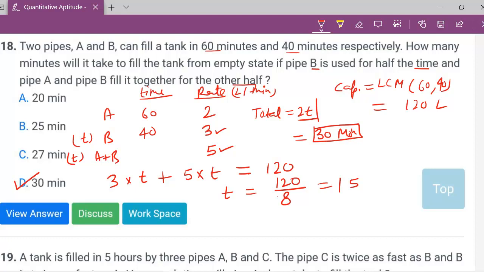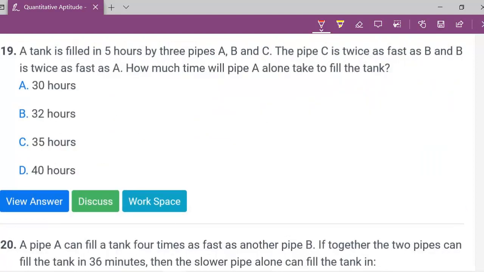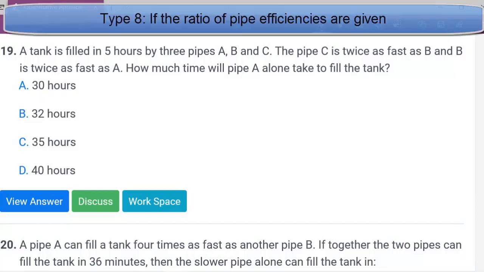So here we have another question where the efficiency of 3 different pipes is also given. So a tank is filled in 5 hours by 3 pipes A, B and C. The pipe C is twice as fast as B and B is twice as fast as A. How much time will pipe A alone take to fill the tank?